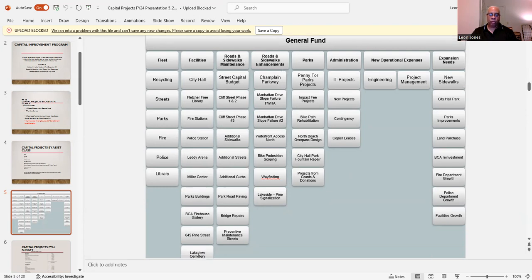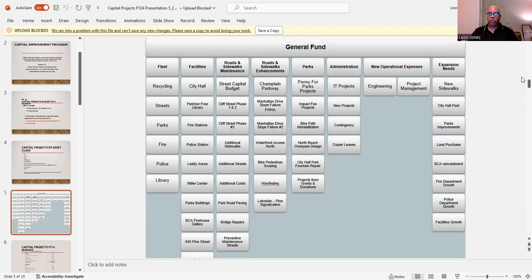Then your cemetery. Then when we get into roads and sidewalks maintenance, well, that's a street capital budget. Then you have a street phase, whether it's 1, 2, or 3, could be additional sidewalks, additional streets, additional curbs, park road widening, bridge repairs, preventative maintenance streets. Now, if you really close your eyes, we're really talking about public works as well, because we get into enhancements, roadway and sidewalk enhancements, be a parkway. It could be a drive, Manhattan Drive slope failure.